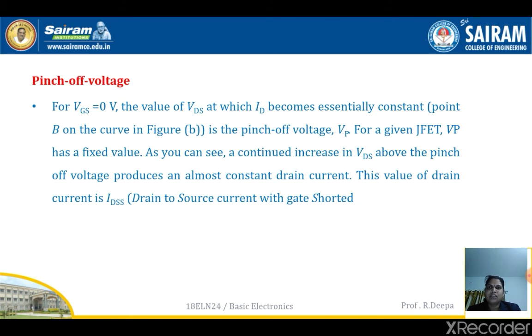As I told, the pinch off voltage is the voltage at which the current reaches the maximum, and it is a fixed value. Above that, if I increase the VDS value, there will not be any change in the drain current, and the drain current is almost constant at this particular voltage. This value of drain current we call IDSS, drain to source current with gate shorted. It is represented as IDSS, that is the maximum saturation current.